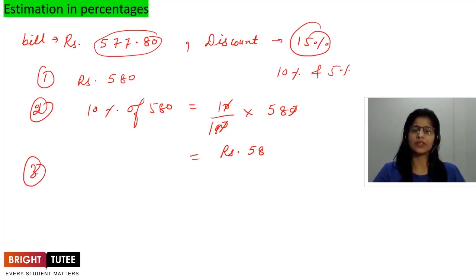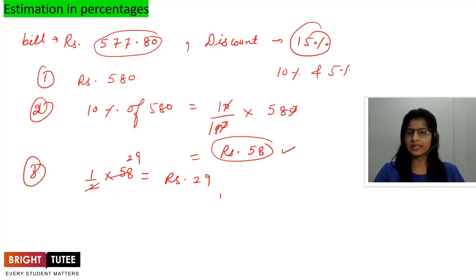Now in the third step, we have calculated 10%, we need 5%. 5% will be half of 10%, so we calculate half of 58, that gives us rupees 29. So this is 10% and this is 5%. Now we will add these in the next step. Rupees 58 plus rupees 29, right? So it will come out as 87.